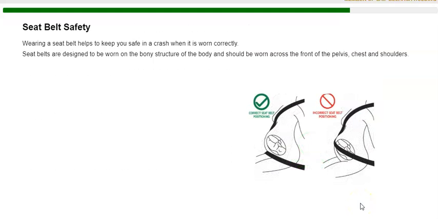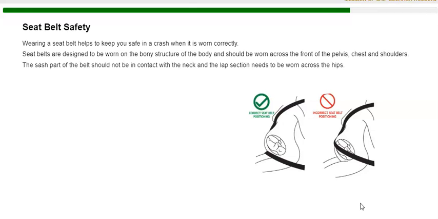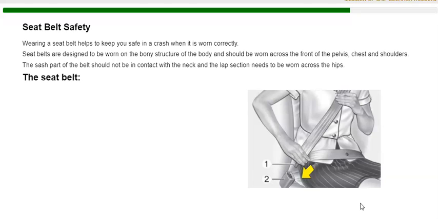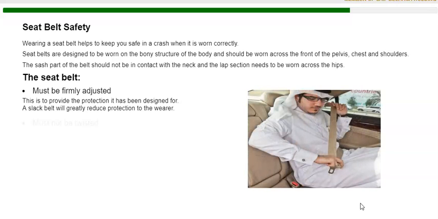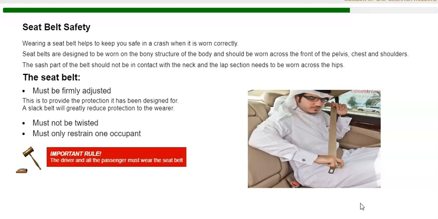Okay, let's talk about seatbelt safety. Wearing a seatbelt helps to keep you safe in case of a crash when it is worn correctly. The seat belts are designed to be worn on the bony structure of the body and should be worn across the front of the chest and shoulder. The seat belt must be firmly adjusted, must not be twisted, and must not restrain more than one occupant.